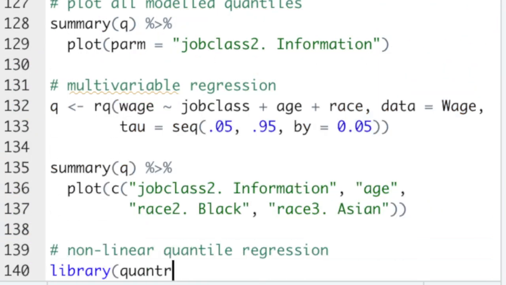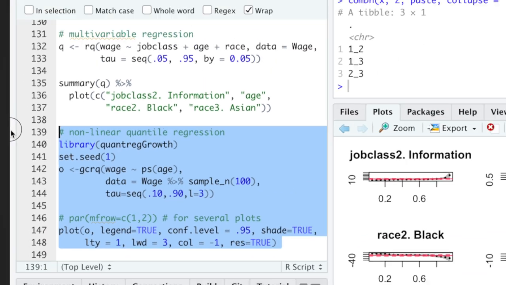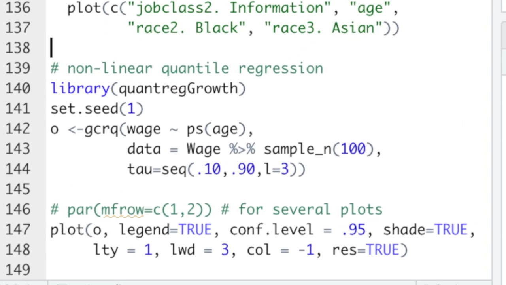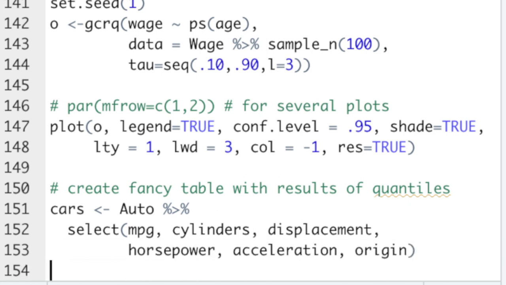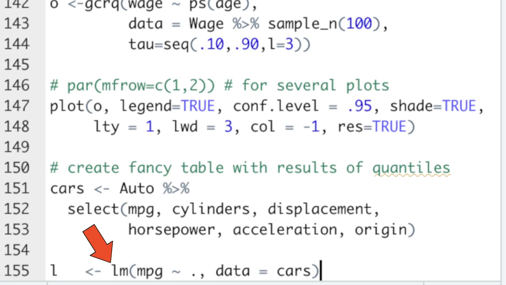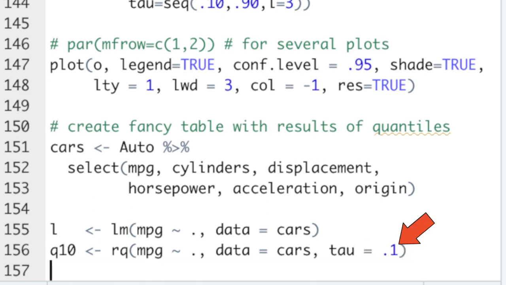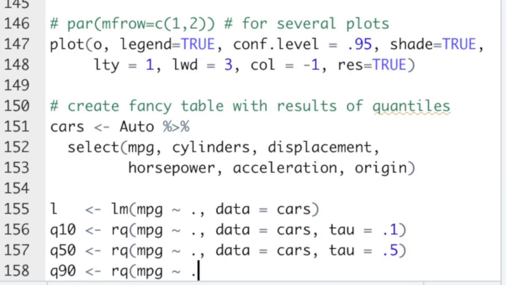And if that's not enough, you can go one step further and conduct a non-parametric, non-linear quantile regression for numeric predictors using quantreg growth package. But before you do that, have a look at the last example, where we check the influence of 5 predictors on the efficiency of cars. Here, a linear regression will answer the question, which variables affect the average car mileage? A low quantile of 0.1 will tell us which predictors are important for not efficient cars, which drive only a few miles per gallon of gas.